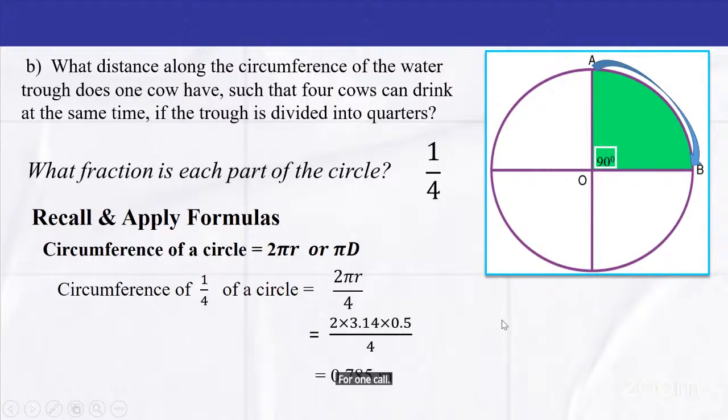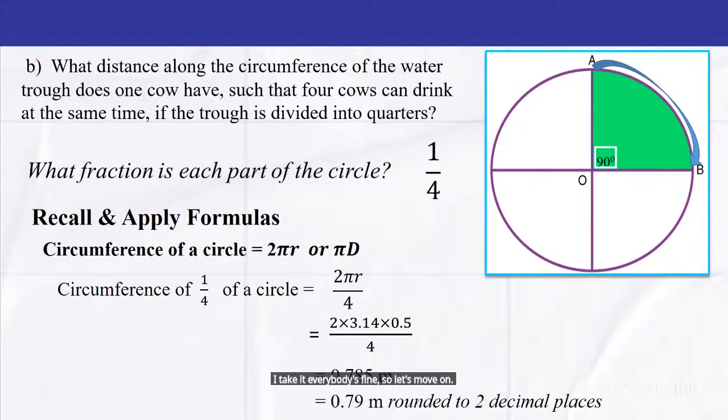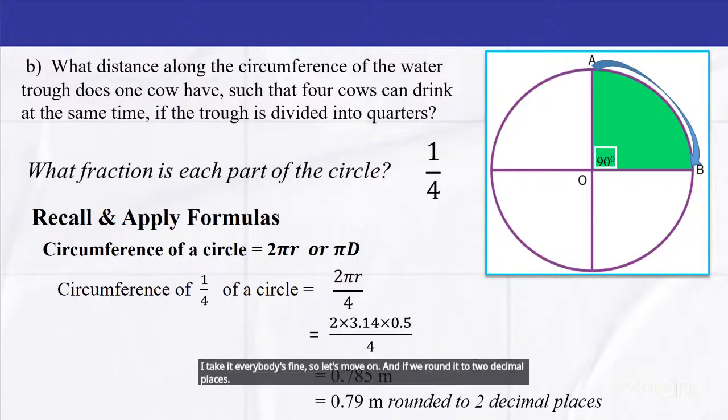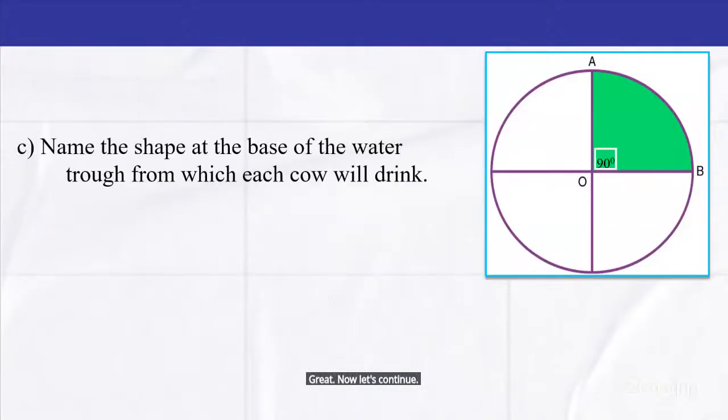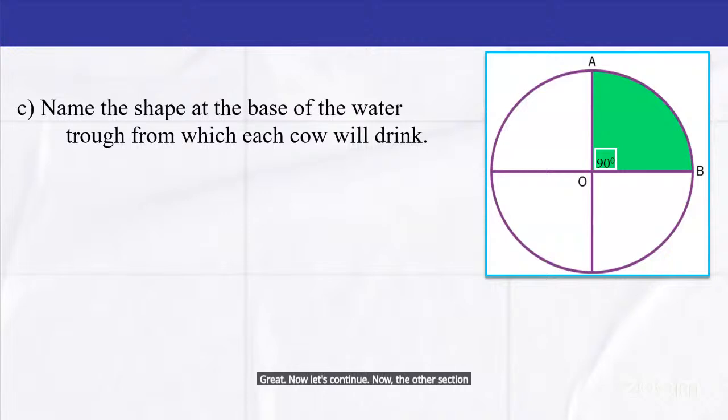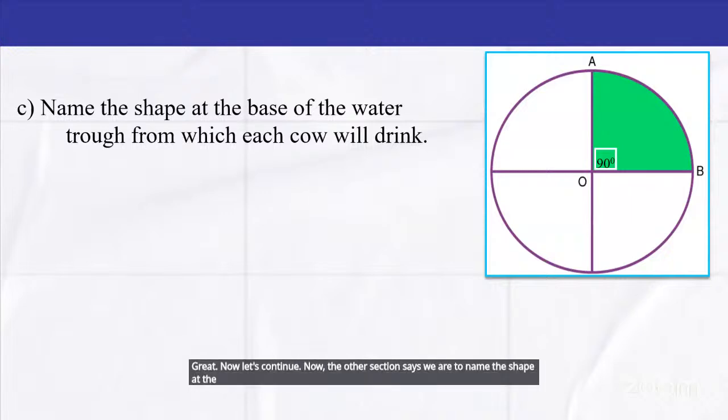All right? Good, everybody? I take it everybody's following. So let's move on. And if we round it to 2 decimal places, we would get 0.79. All right? Great. Now let's continue. Now, the other section says we are to name the shape at the base of the water trough from which each cow will drink. What's the name of the shape in green?